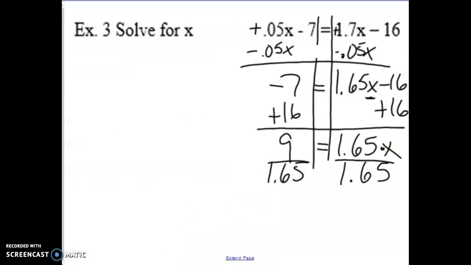So this would be, forgot my first number, 5.45. To show a repeating decimal, we just put a line over the numbers that are repeating, in this case the 4 and the 5, and that's equal to x.